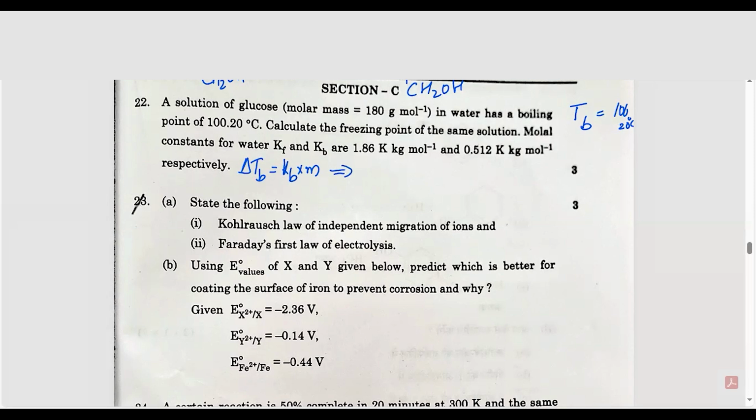Using this equation, what is delta TB? This is the boiling point of a solution of glucose in water, and the boiling point of water is 100 degrees. So we'll be getting delta TB as 0.20 degrees Celsius. So what will be m? m will be equal to delta TB by KB, and KB is given. So you'll be getting 0.20 by 0.512, and the answer is 0.390. So you have got the m value.